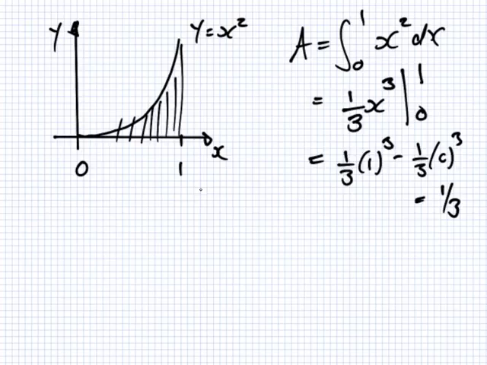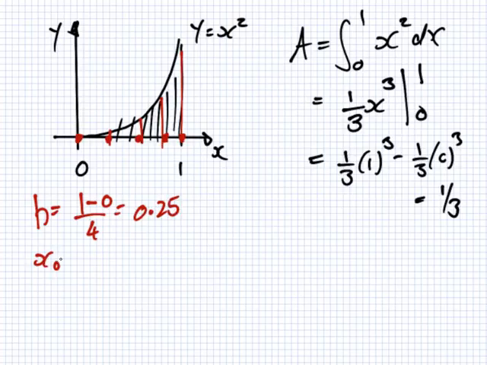So, how many pieces should we break this up? Well, let's keep it simple and let's just do 4 pieces. So 1, 2, 3, 4 pieces. Okay? So the first thing you should do is work out the h. 1 minus 0 divided by 4. That would be 0.25. Okay.